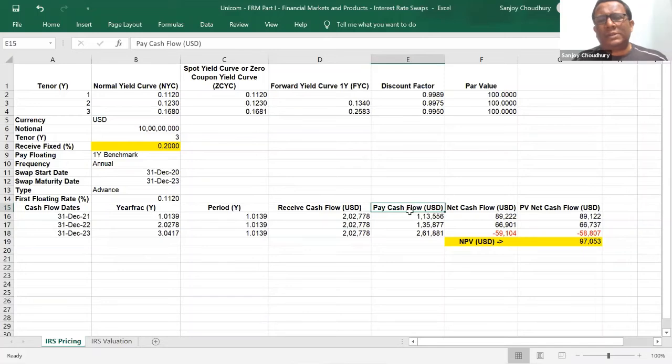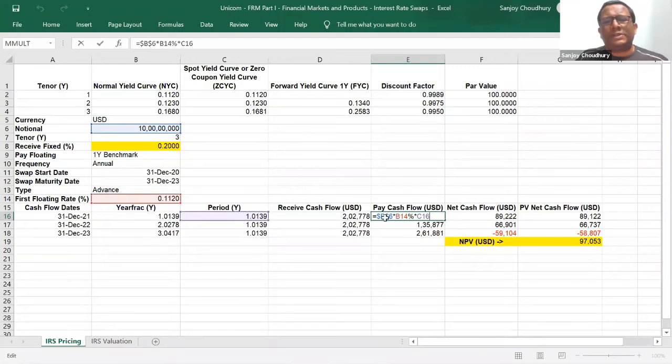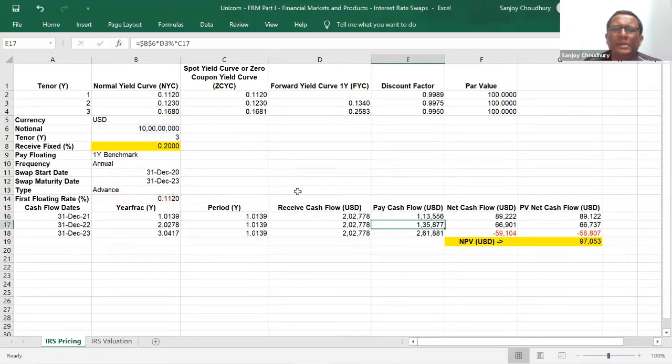And the pay cash flows are floating, on a 1 year benchmark. So the first year rate is given as 0.1120. That's also the 1 year rate, which is being used here for the first year cash flow. So the principal, which is given in B6, 100 million, multiplied by the 1 year rate 0.1120, multiplied by the period, that is 0.0139.